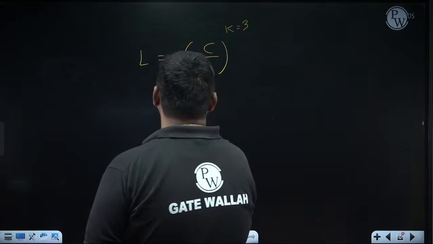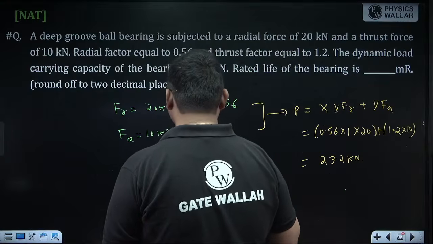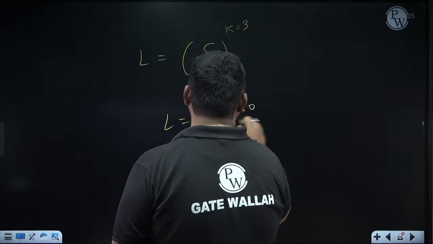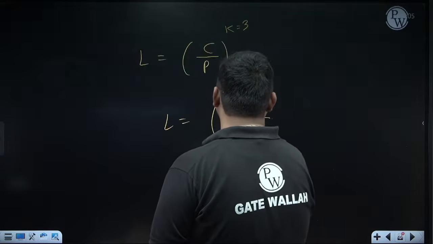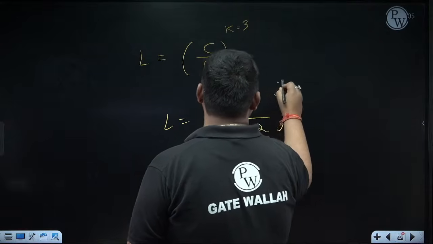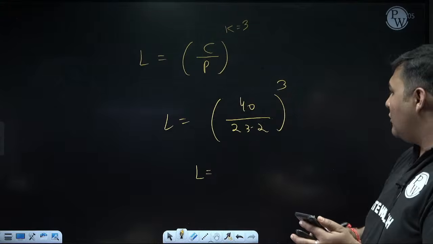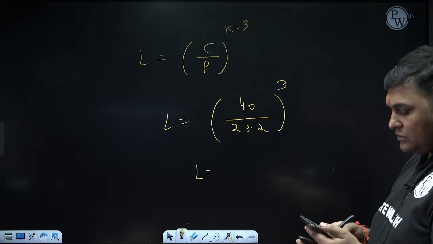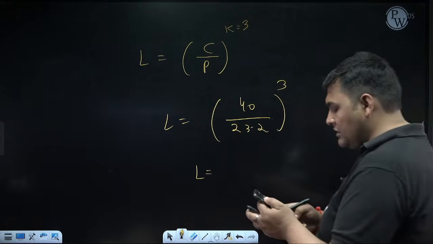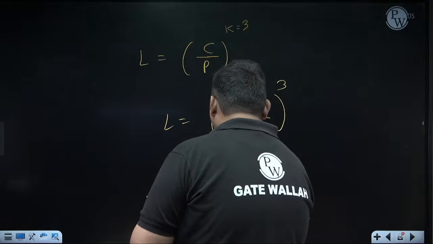Because L is equal to C upon P to the power K. C is 40 upon P. P is the actual equivalent load, 23.2, to the power 3. So how much actual rated life in MR is coming? 40 divided by 23.2, then its cube. Is it coming? Very good.